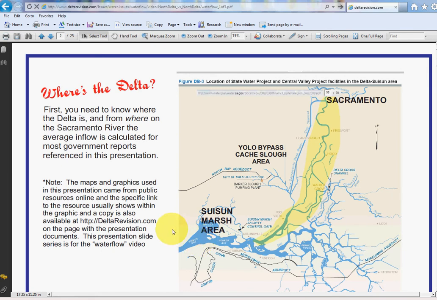Note that all the graphics and maps used are online. If you get this PDF over at deltarevision.com on the water flow pages, you can enlarge this PDF and you can see exactly where. Like here, for example, is where I got this. This is the water plan. California Department of Water Resources has most of the documents online, and then there's other resources where you can get a lot of the documents. They're also gathered at deltarevision.com, which is a gathering of documents by Delta landowners to go over these issues.